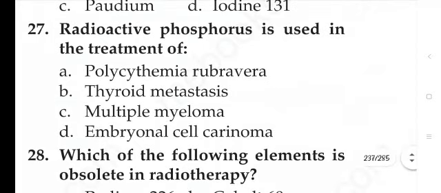Next question, radioactive phosphorus is used in the treatment of option A polycythemia rubra vera, option B thyroid metastasis, option C multiple myeloma, option D embryonal cell carcinoma. The answer of this question is option A, that is polycythemia rubra vera.